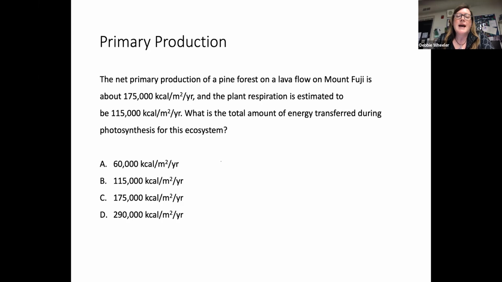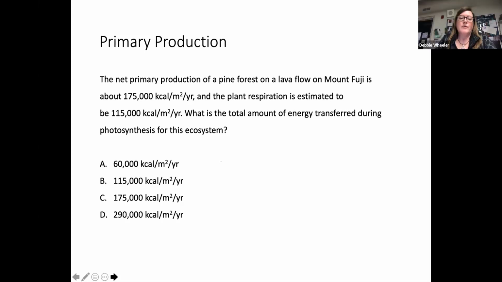All right, getting close to half. Keep voting. Remember that GPP is the net plus the respiration if we're using that in reverse. And that's about a minute, so we'll end the polling here.